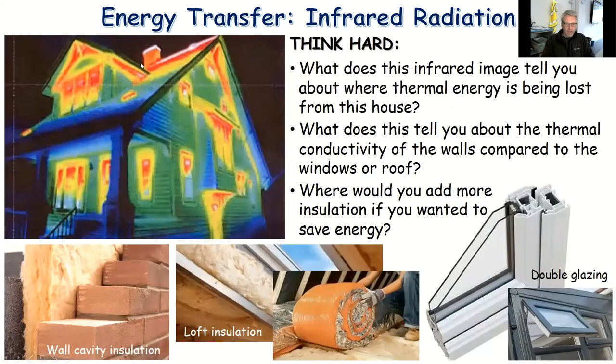So let's apply that to a house and some insulation. I'll just put myself down there. Okay, so you've got an infrared image at the top right corner just there. It shows clearly a house, and there are hot parts and there are cold parts. Or rather, there are parts that are emitting a lot of radiation, and there are parts that are not emitting as much.